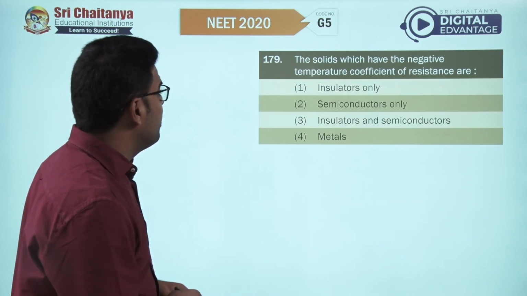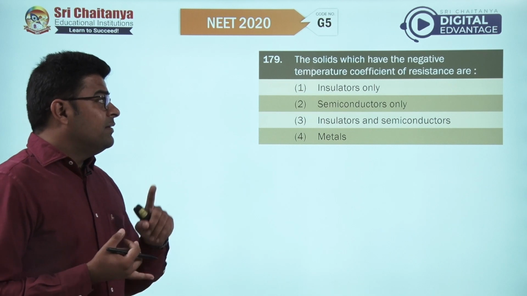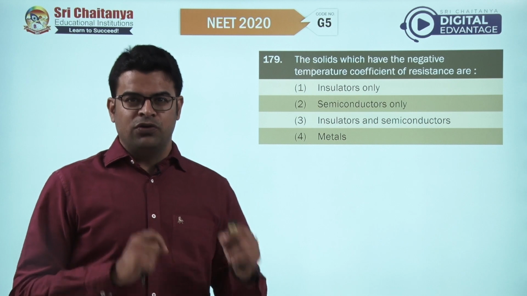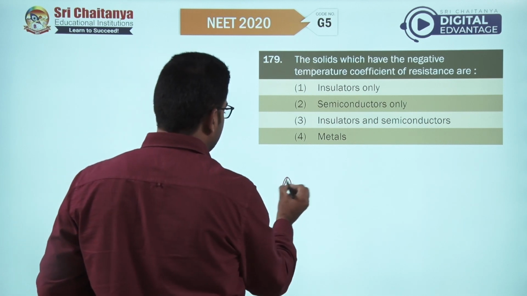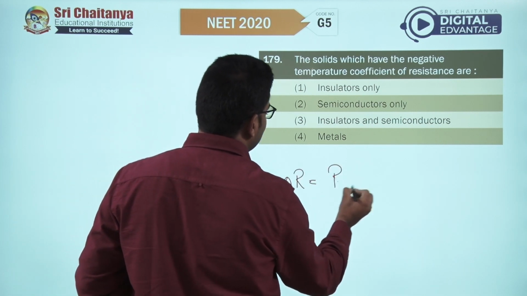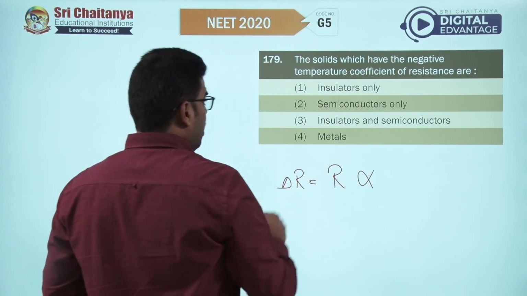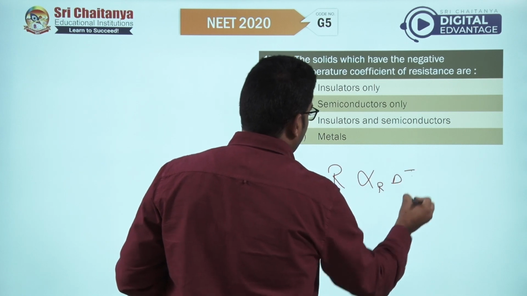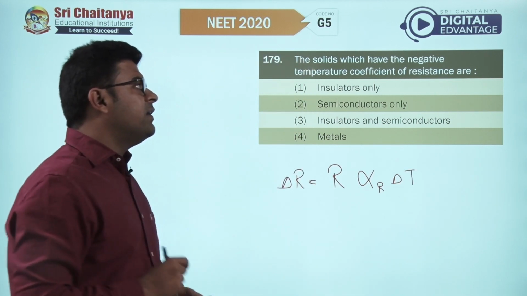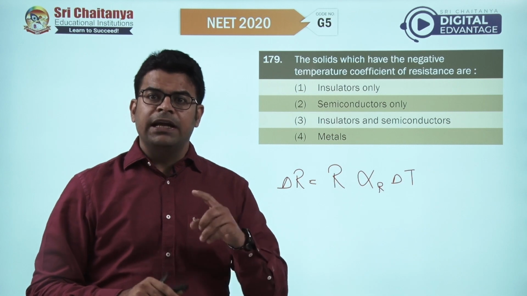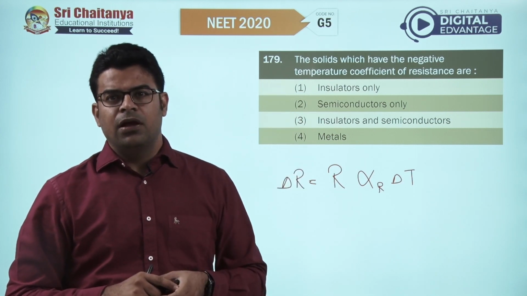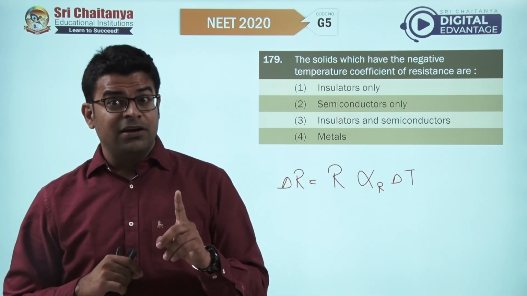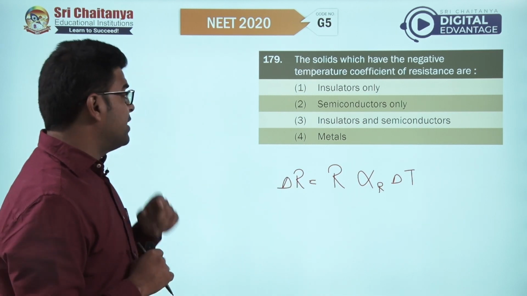Question number 179. A solid which has negative temperature coefficient of resistance R. What is the meaning of negative temperature coefficient? We know that the change in resistance equals original resistance into temperature coefficient of resistance multiplied by delta T. Having a negative coefficient of resistance means that on heating the resistance should decrease. For conductors on heating, resistance increases. For semiconductor, it decreases.